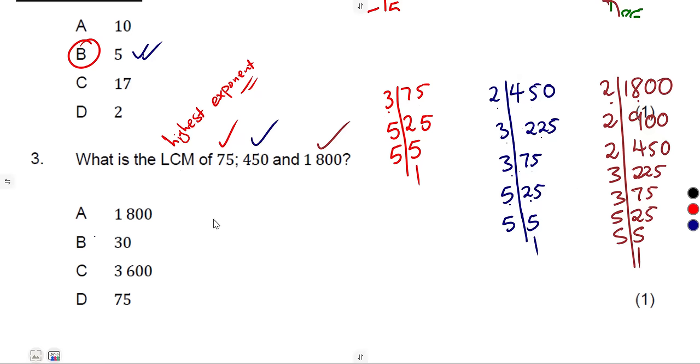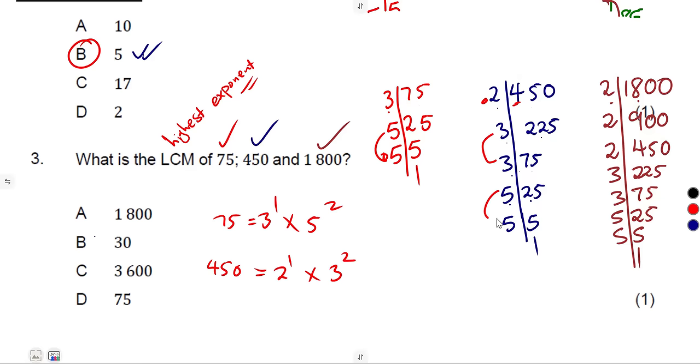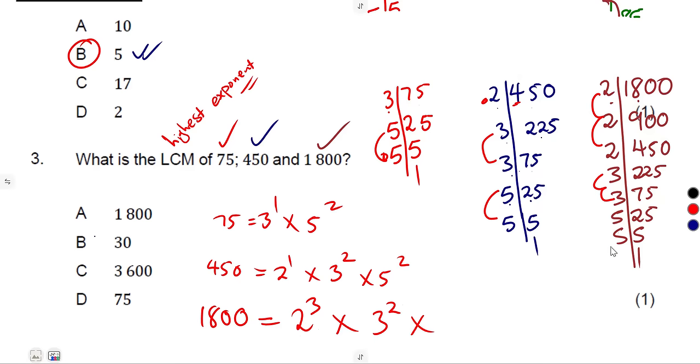Okay, so that is it for the LCM. So 75 is 3 to the exponent of 1, 5 to the exponent of 2. 450 is 2 to the exponent of 1 times 3 to the exponent of 2, 5 to the exponent of 2. Then we have 1800 as 2 to the exponent of 3, 3 to the exponent of 2, then 5 to the exponent of 2. This is what we had.